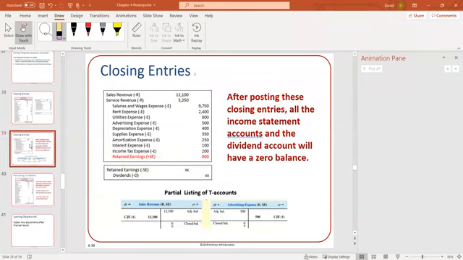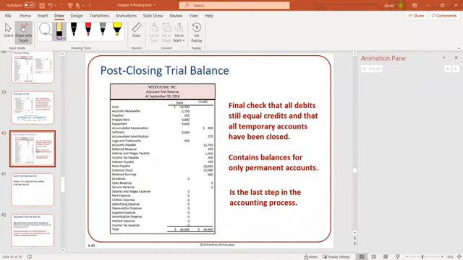And then, of course, after you've posted your closing entries, your ledger accounts like service revenue and advertising expense should all have a zero balance. And of course, in a post-closing trial balance, you'll notice that the only accounts that have any balance at all should be balance sheet accounts. Anything on the income statement, sales revenue, all your expenses, as well as dividends, should all be zero.